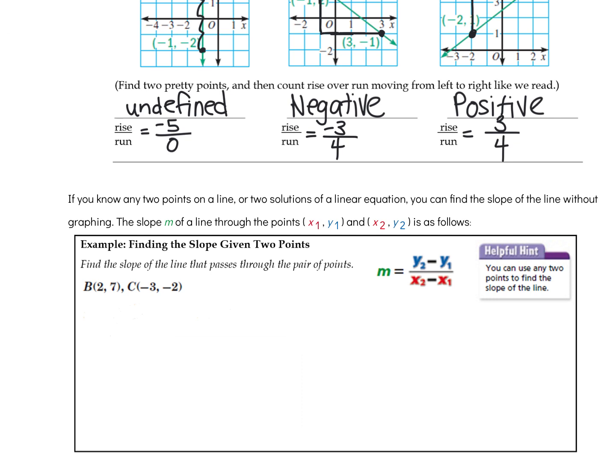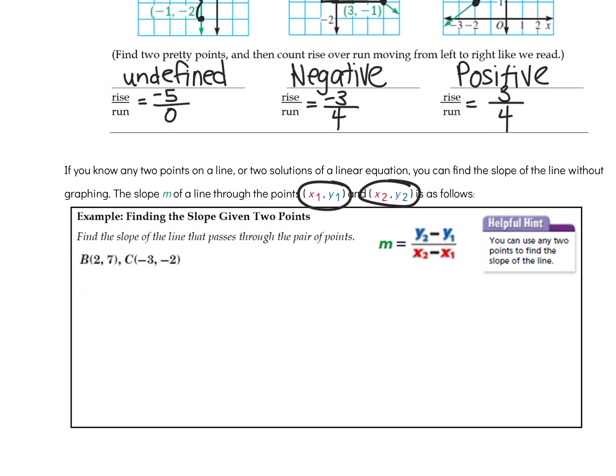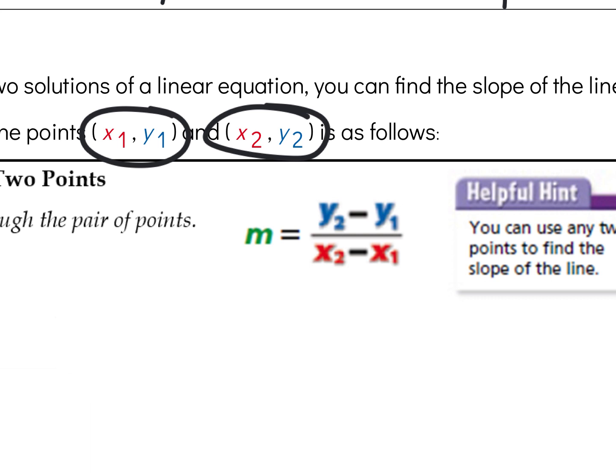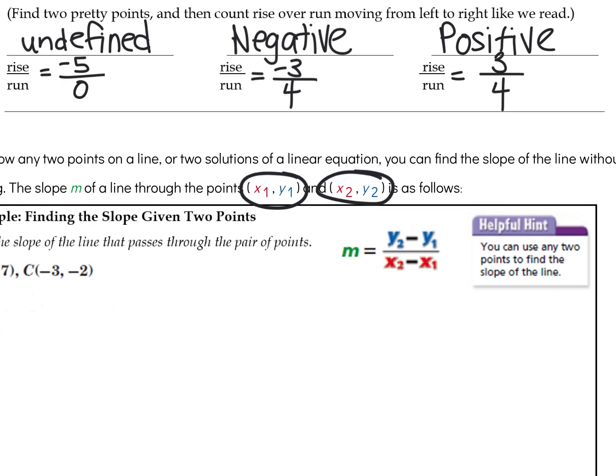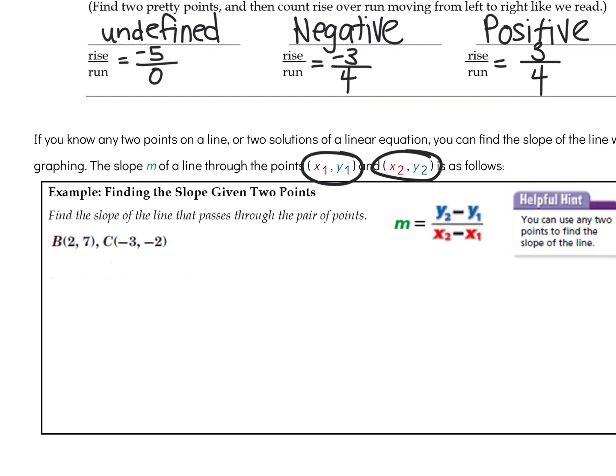The slope m of a line through points x1, y1 and x2, y2 is as follows. So really this just means it's our first point. This just means our second point. It does not matter which one you do as which. It doesn't matter which one you make the first and which one you make the second. Just make sure you keep everything organized. Really, all this formula means is that you subtract your 2 y values on top and you subtract the 2 x values on the bottom. We saw a preview of this on Monday in Savas.